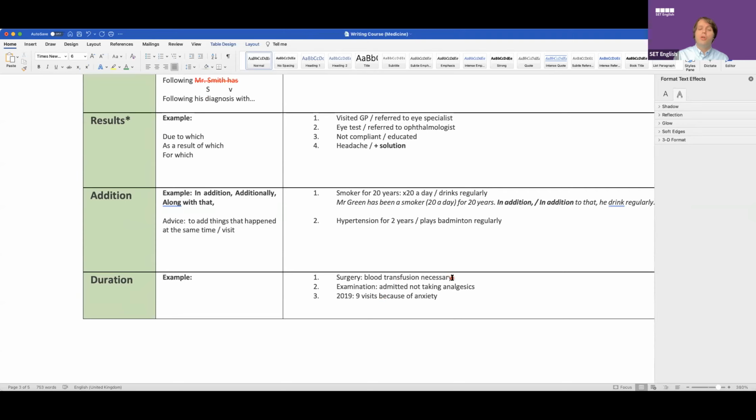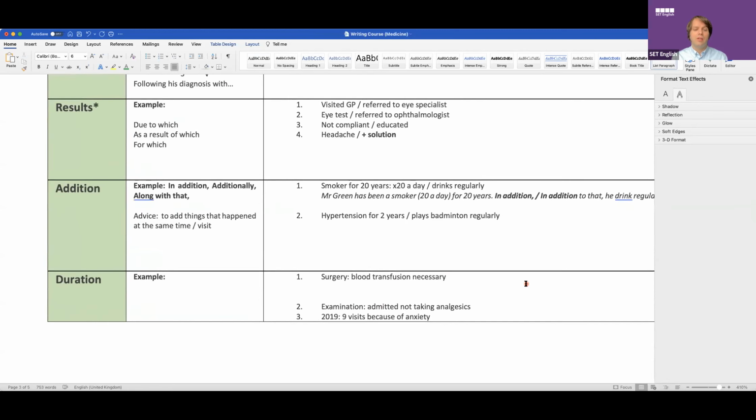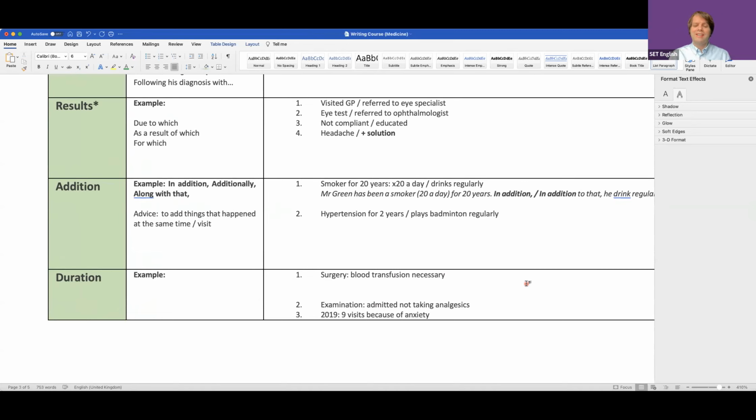So, surgery, blood transfusion necessary. Who can make me a sentence here with this? During surgery. Go on. So, during surgery. There you go. Easy, right? During surgery, he needed... he required. Required is better than needed. He required a blood transfusion. Excellent. It was necessary.